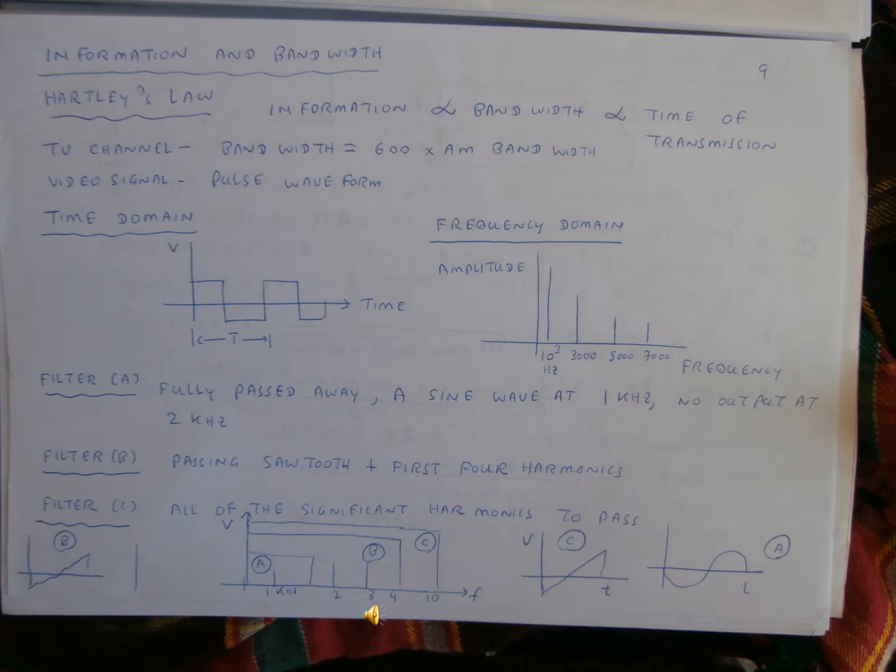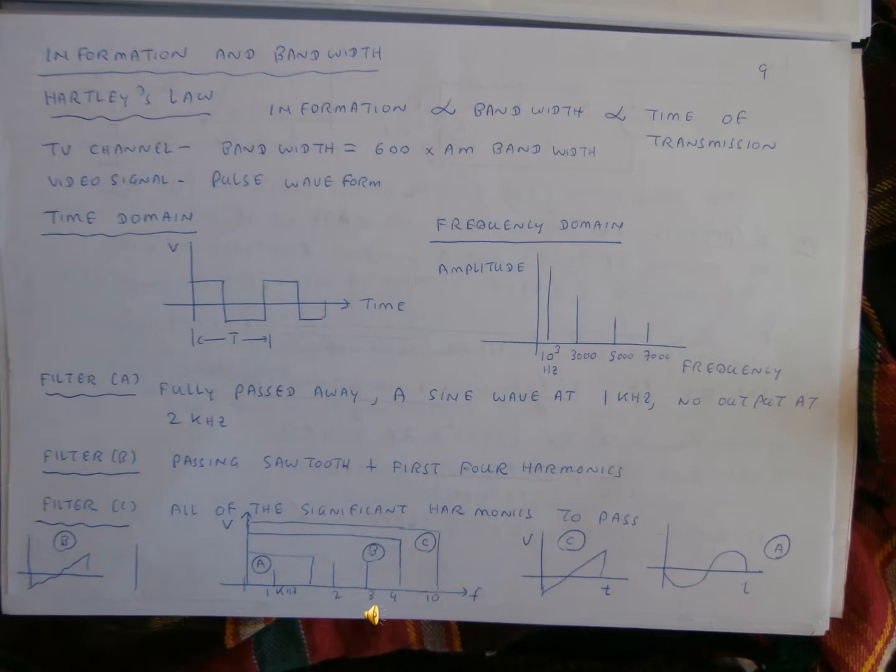In this case, the time domain waveform you can represent as a square waveform. You can see the period T, voltage V, and also the frequency bandwidth. There's also a frequency range from 10 to the power 3, 1,000, 3,000 up to 7,000, and the amplitude. Theta A fully passes the sine wave at 1 kilohertz and gives no output at 2 kilohertz. So theta A allows this waveform to pass through at 1 kilohertz, but when the waveform frequency is 2 kilohertz, there is no output.